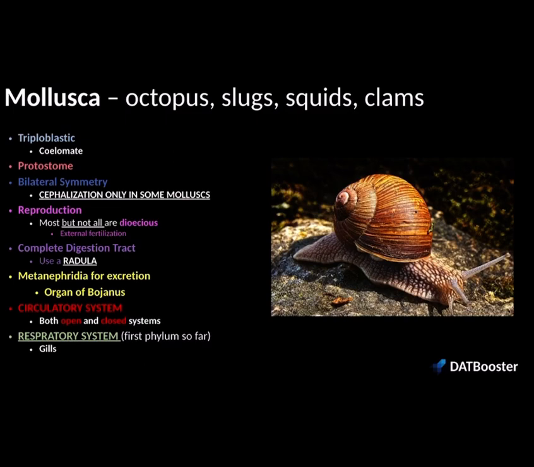So some mollusks have a closed circulatory system, meaning that the blood is housed within vessels. Other types of mollusks have an open circulatory system. There's no vessels involved. Blood is just flowing throughout their body. On top of this, this is the first phylum so far that we've looked at that has a specialized respiratory system. They have gills that aid in respiration.